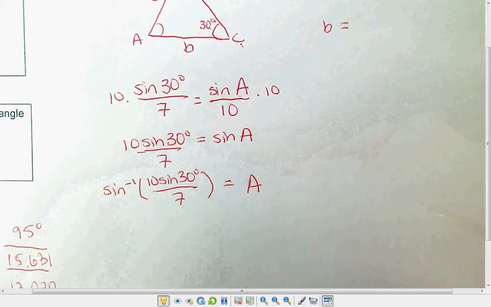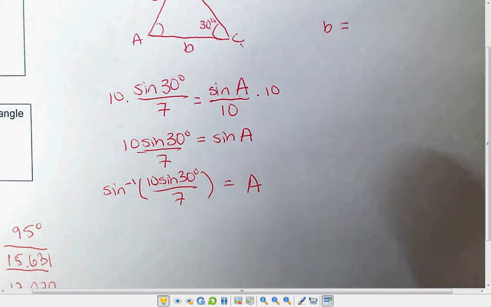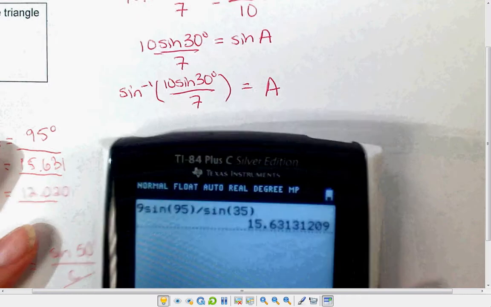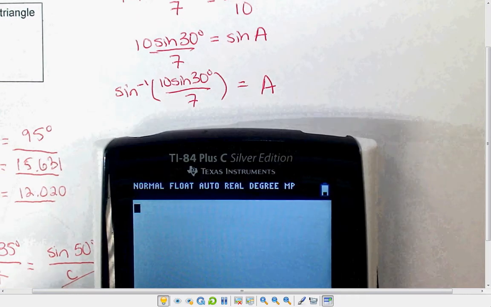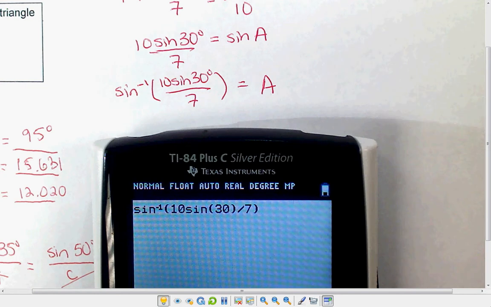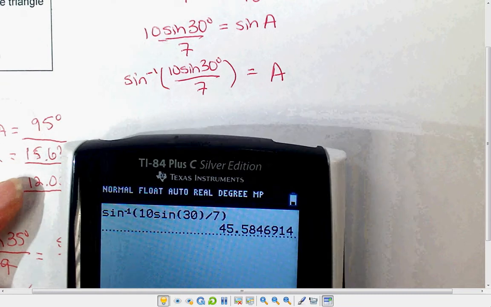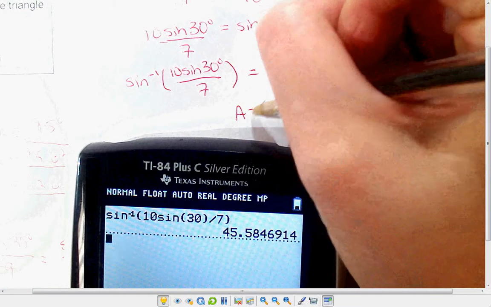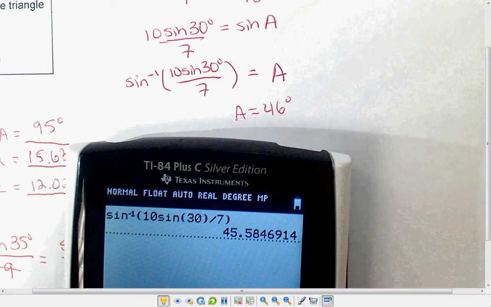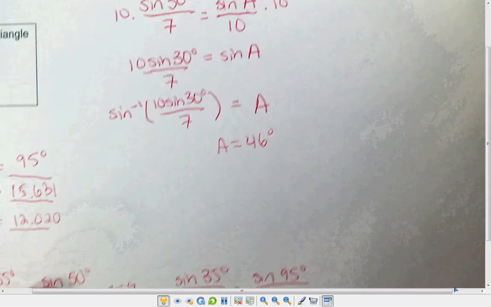And that's going to give us angle A. So let's go into our calculators. We're going to press second sine, 10 sine of 30 degrees, divided by 7. And this is going to give us our angle, and again, because this is degrees, we're going to just round to the nearest whole number, so this is just 46 degrees. So we know the measure of angle A, which is 46.